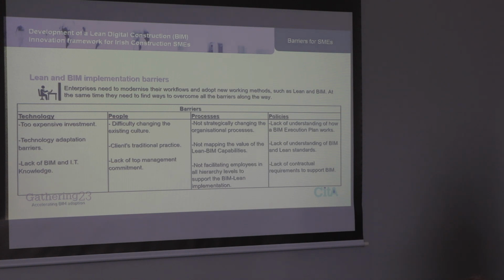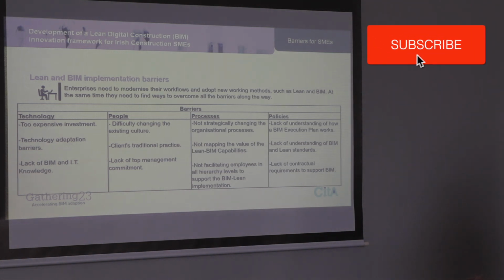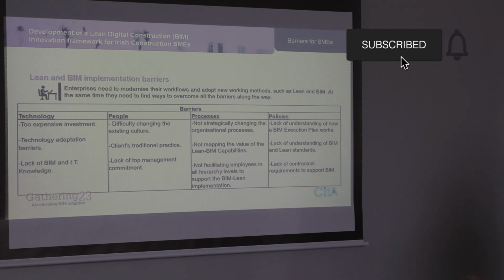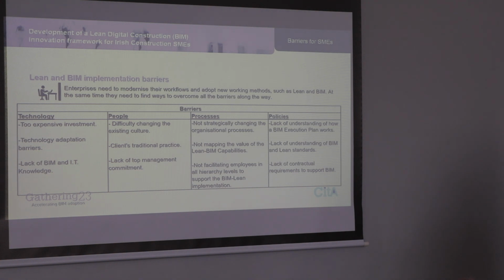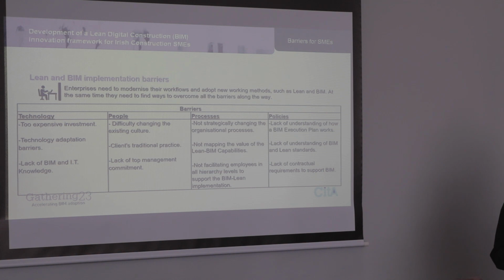So, those barriers, again, we divided the barriers into those 4 categories. Some of the barriers are, of course, as I mentioned before, the cost to implement, also lack of BIM and IT knowledge, difficulty changing the existing culture, clients' traditional practice, lack of top management commitment, not mapping the value of Lean and BIM capabilities, not facilitating employees in all hierarchy levels to support the BIM and Lean implementation. Lastly, the lack of understanding of BIM and Lean standards.